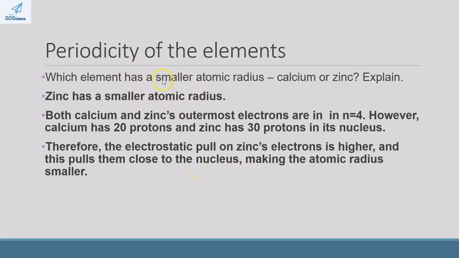So 1 mark for this, 1 mark for mentioning the energy level, 1 mark for mentioning the number of protons, then the last mark for mentioning which one therefore has a stronger electrostatic pull on the electrons, making the atomic radius smaller, or depending on the way the question is asked, which one has a weaker electrostatic pull, making the atomic radius larger. Again, that's a model answer, and it would be out of 4 marks.